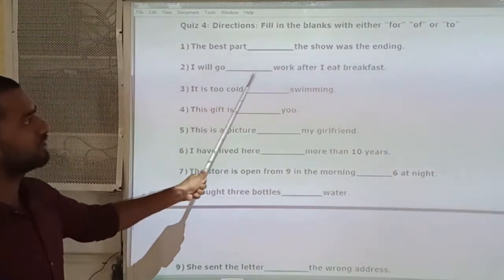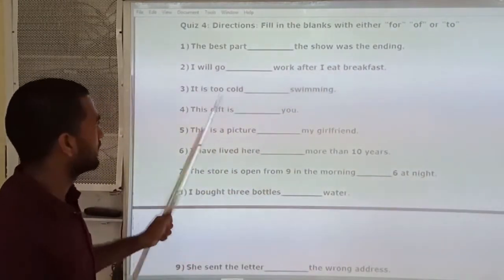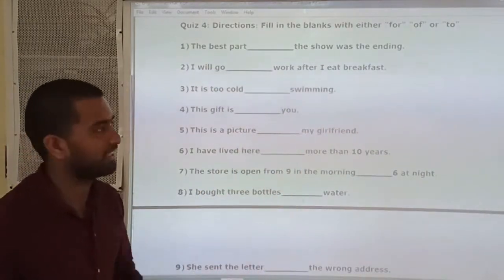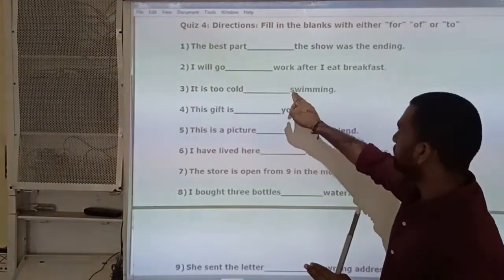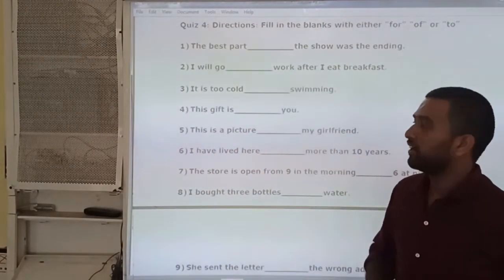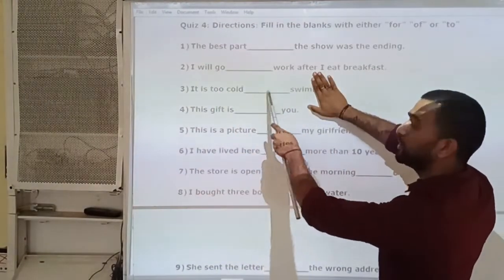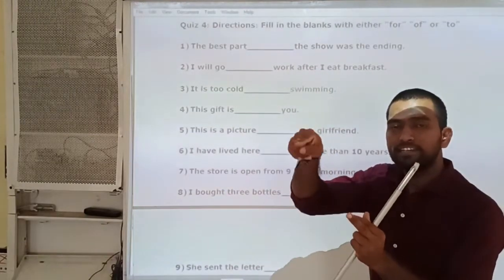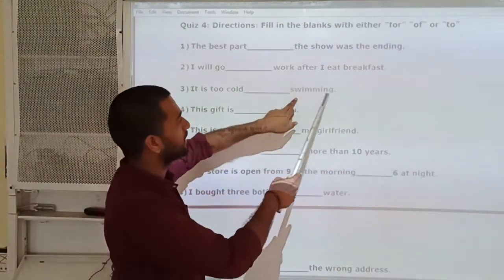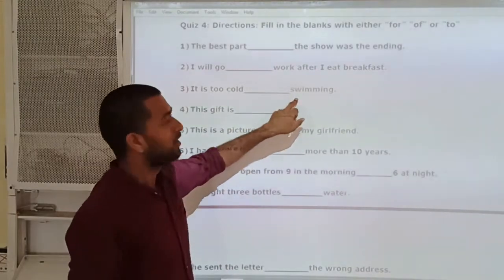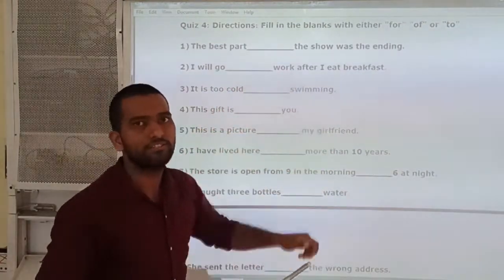Next, I will go dash work after I eat breakfast. Very good. I will go to work. Next, it is too cold dash swim. Here I want to mention one more thing. When swim alone is there, it is too cold dash swim, then we use the preposition to, because to plus V1 makes an infinitive. And when swimming with ing is there, we can call this a gerund or present participle. So we use the preposition for here. Remember this? So it is too cold for swimming.